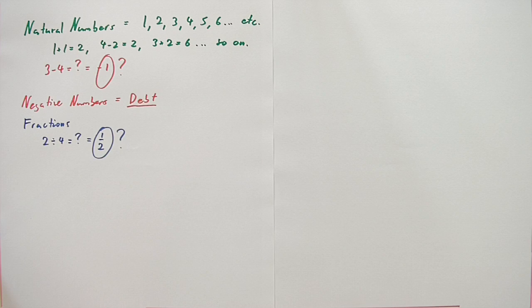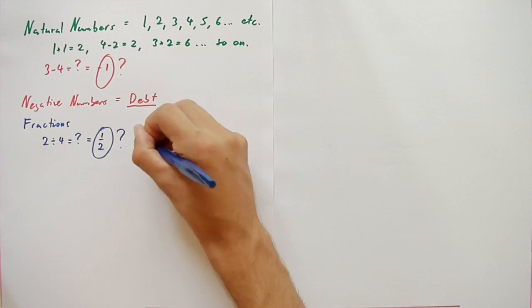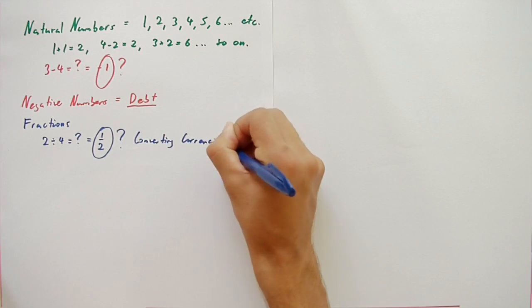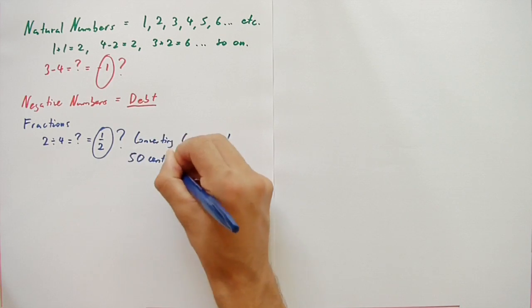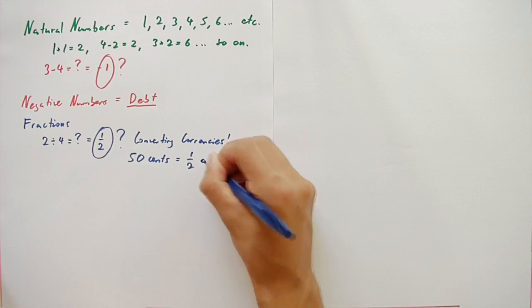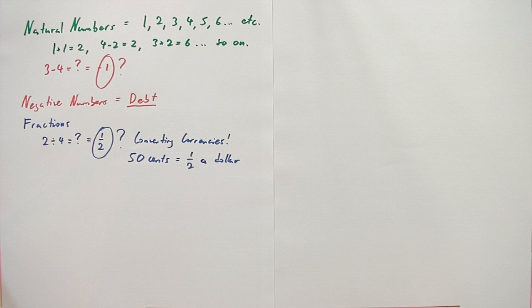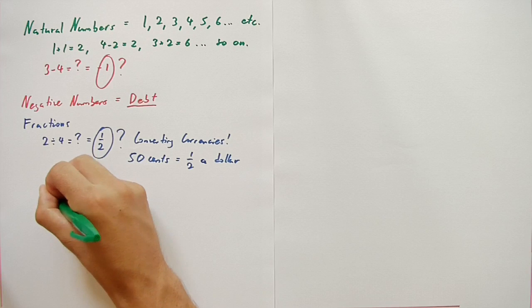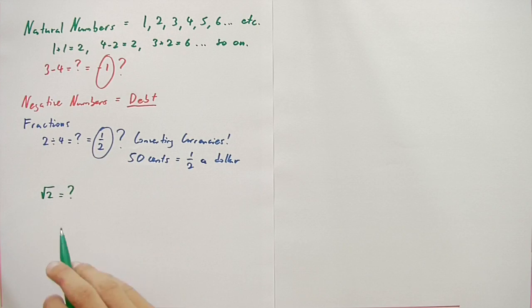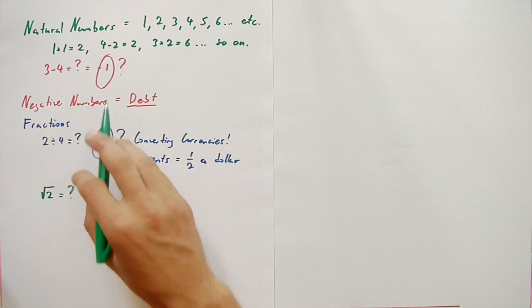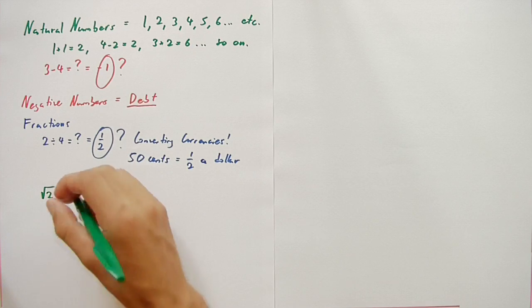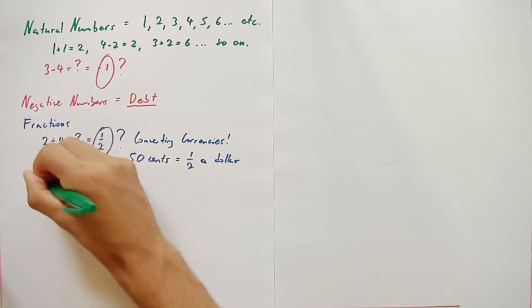But fractions can be very useful in other situations, such as when you're converting currencies. So in this example, 50 cents is equal to half a dollar. So just like the negative numbers, fractions can be very strange in ordinary cases, but they can also be very useful in special cases, like converting currencies. Now let's keep going by asking, what is the square root of 2? Now the square root of 2 is not a fraction, it's not a negative number, and it's not a natural number. It's actually its own type of number, which we call a surd.